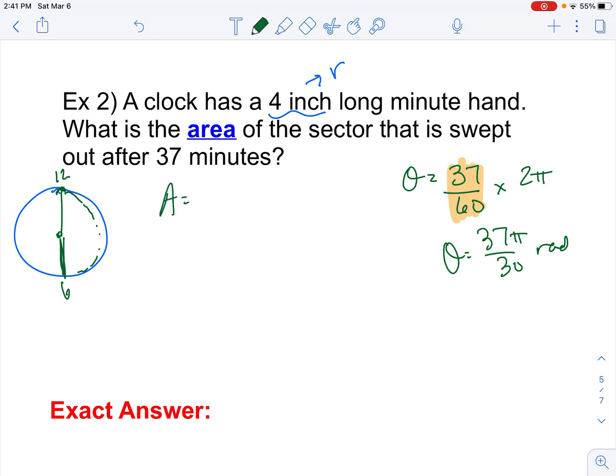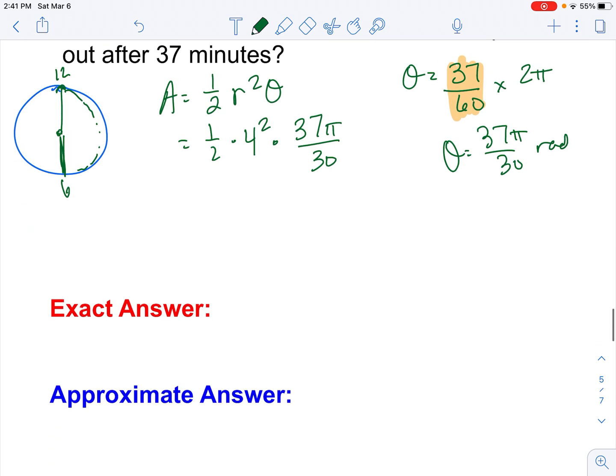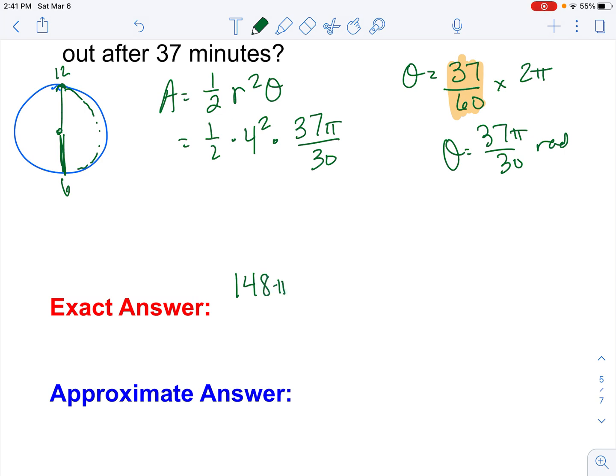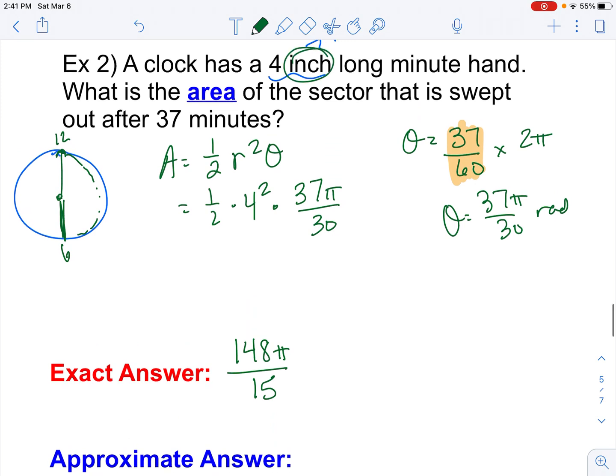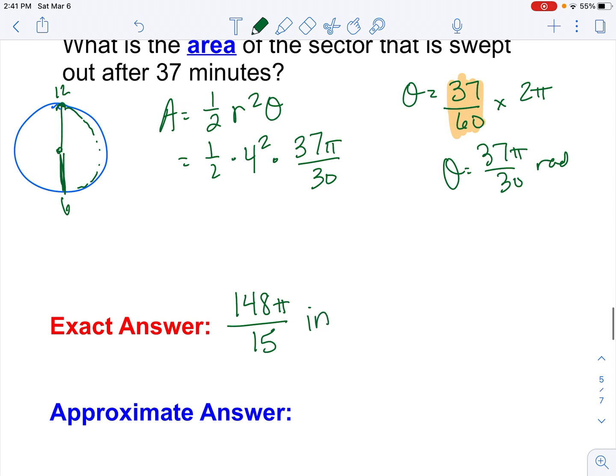Then we go to our formula for area, which is 1/2 r squared theta. We know it's 1/2. We know the radius is 4, so it's 4 squared. And we know our angle is 37 pi over 30. Type that all into our calculator, hit math, enter, enter, but leave the pi out. You should end up with 148 pi over 15. Again, our minute hand was measured in inches, and this is area, so it has to be inches squared. So there would be my exact answer.